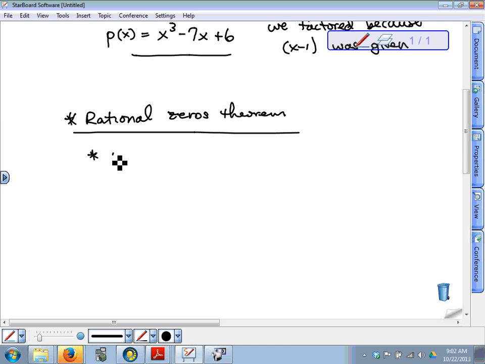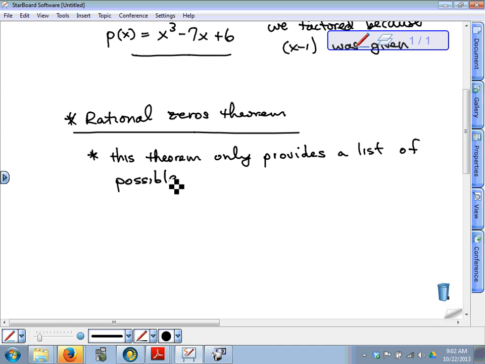First thing you need to realize, this theorem only provides a list of possible, and underline the word possible, of possible rational zeros. And here's the theorem.